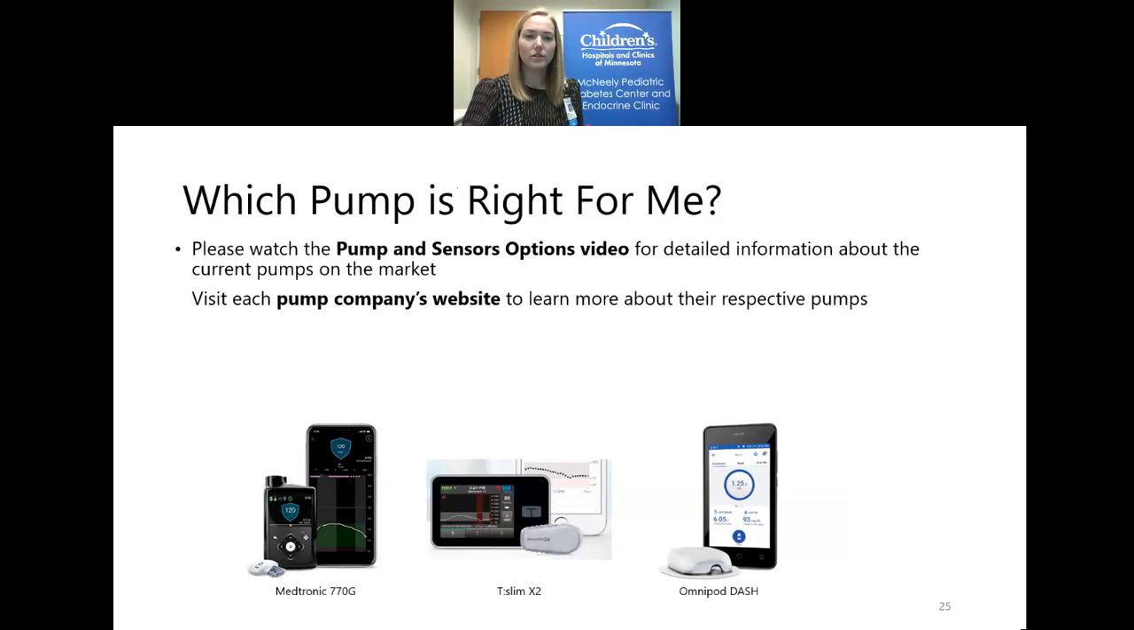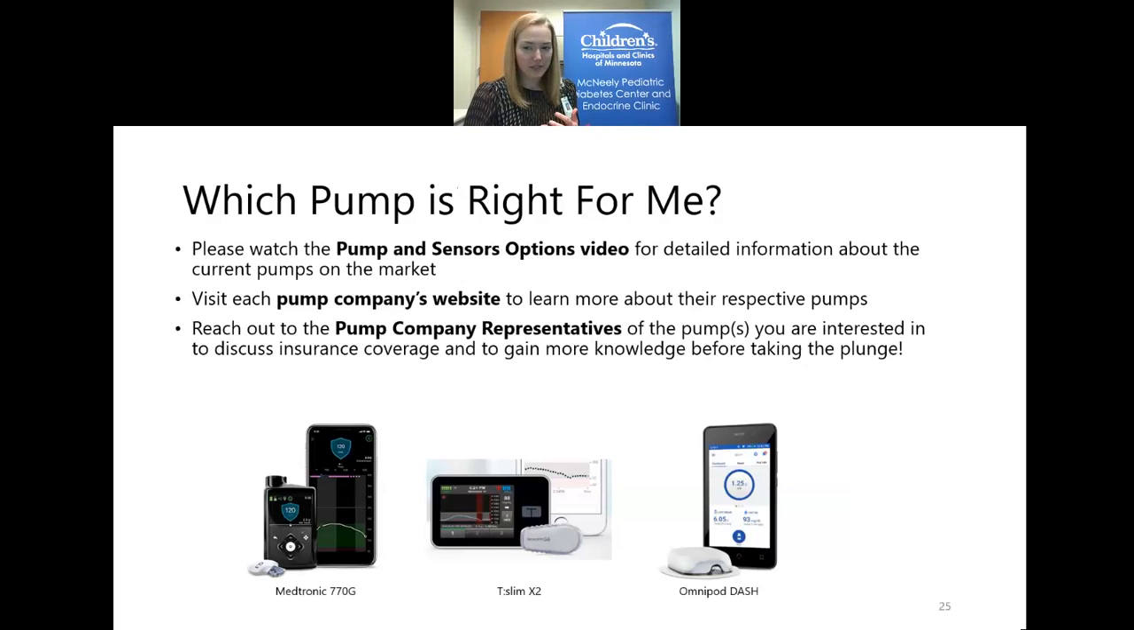Okay, so determining which pump is right for you, another really big thing, go to the pump company website, medtronic.com, tandem.com. Actually, that's probably not right. I think it's tandemdiabetes.com. Anyway, Google it. Go to the pump company's website and learn more about their respective pumps. Each company actually has a variety of pumps available. So some people might find that one is better for them than the other. So definitely look into it, do some research on those company websites to figure out which one is best for you.